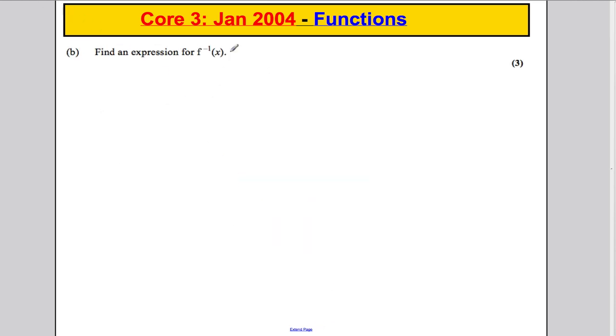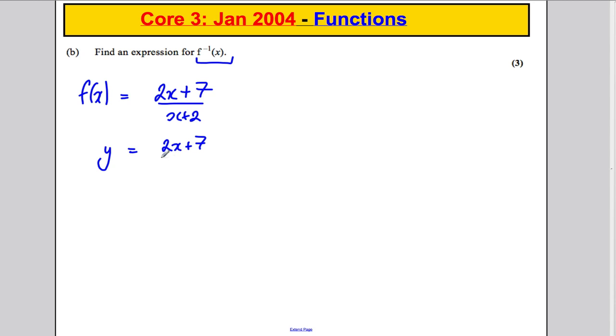Okay, part B asks us to find an expression for the inverse of f. Well, we've just worked out that f of x is equal to (2x + 7) over (x + 2). So we want to find the inverse. Let y equal (2x + 7) over (x + 2) and make x the subject of the formula. Times both sides by x + 2.